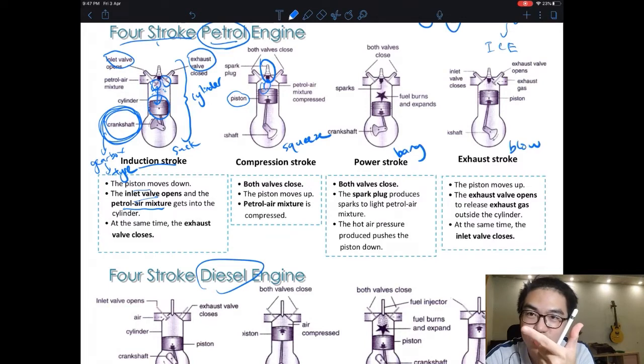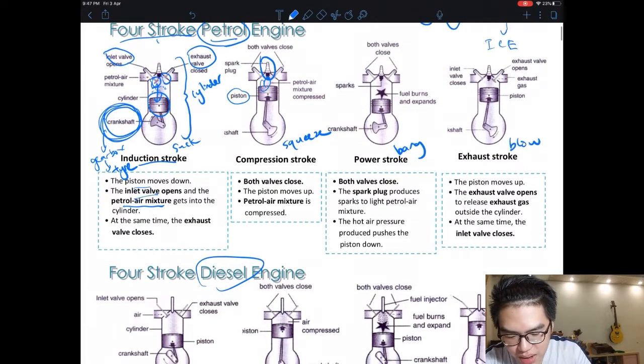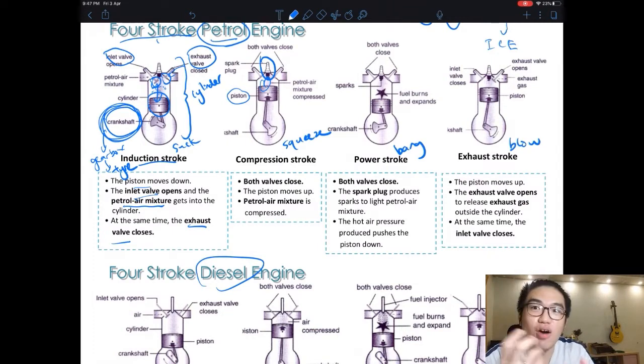I need to burn air and petrol. You need these two things to burn. And then at the same time, the exhaust valve closes. I need to close my exhaust valve. If not, I will pull exhaust gas back. I don't want exhaust gas. I only want to pull fresh air. So my inlet opens, exhaust closes. So that's the first stroke.